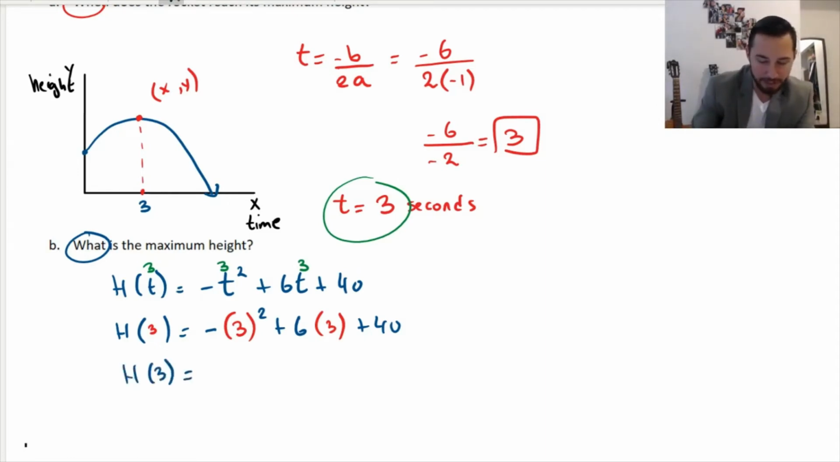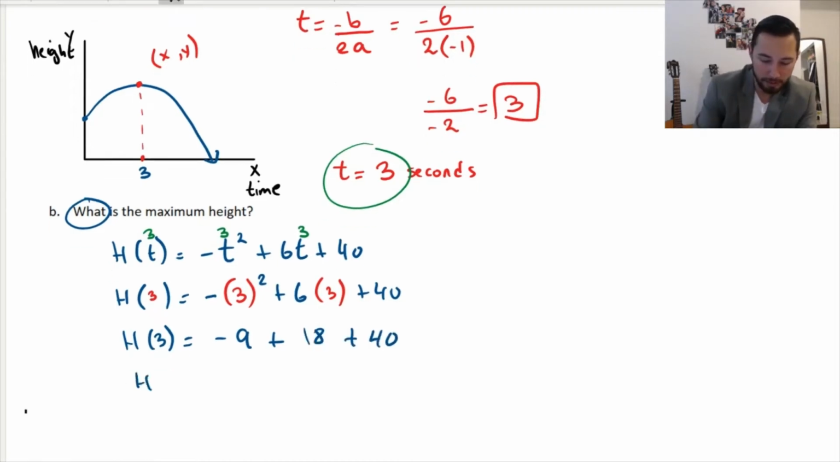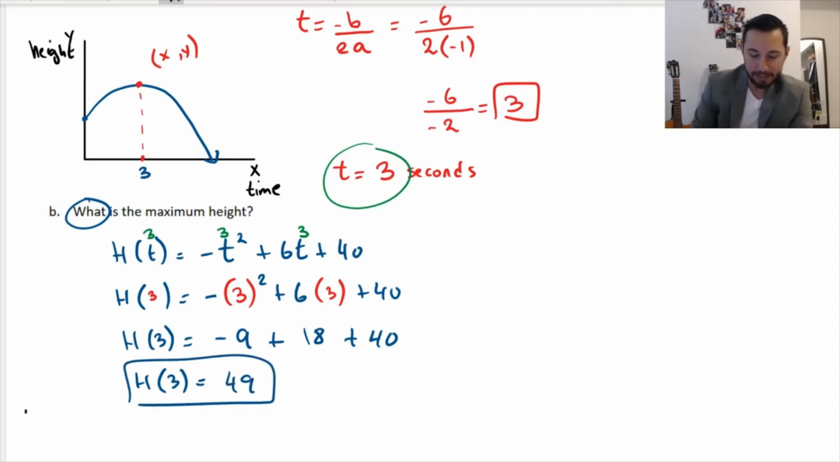So the value of the height at 3 seconds is going to be order of operations. 3 squared is 9. The negative stays. Negatives outside. 9 plus 6 times 3 is 18 plus 40. So the height at 3 seconds is going to be negative 9 plus 18 plus 40. This is 58. 58 minus 9 should be 49. So the height at 3 seconds is 49.